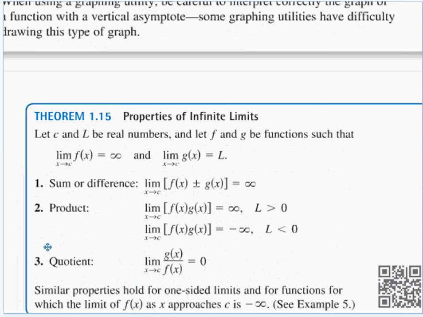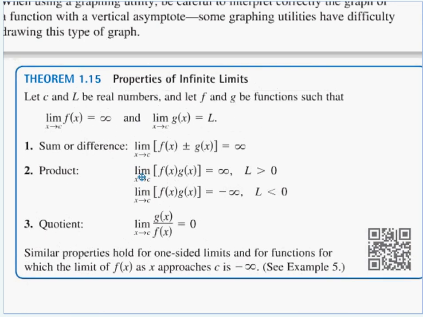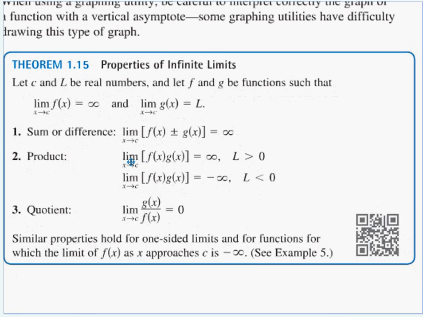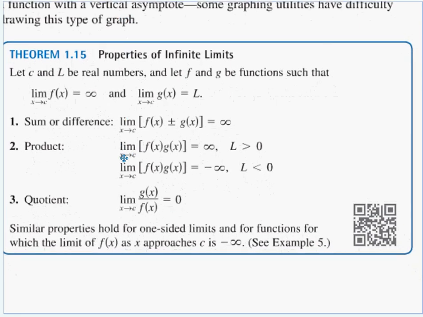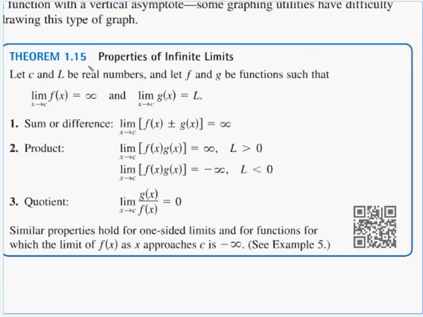So time for some more properties. Some of these might seem similar. These properties do kind of echo through the class. To set this up, it's the properties of infinite limits. We've done properties of limits. Now it's for infinite limits. Here it says, let C and L be real numbers. C is some value on the x-axis that we're going to approach. L is a number on the y-axis. It's a limit. It's a real number.